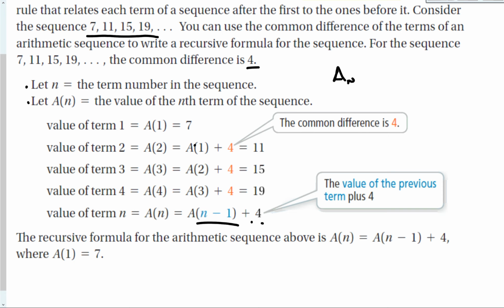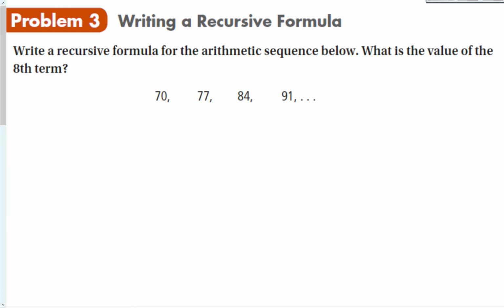Recursive formulas are good because they help you find the next term of the sequence. They only get a little harder to use if you wanted to find, say, the 100th term of the sequence. With this formula, you would have to find the 99th term. To find the 99th one, you would have to find the 98th one, and so on and so on. So we do have a better formula that we'll look at in a few minutes. But first, let's write a recursive formula for the arithmetic sequence below.